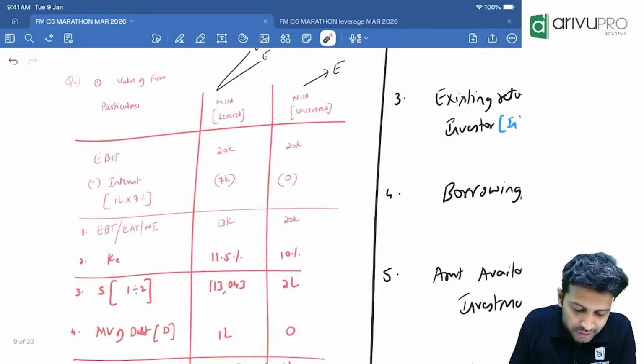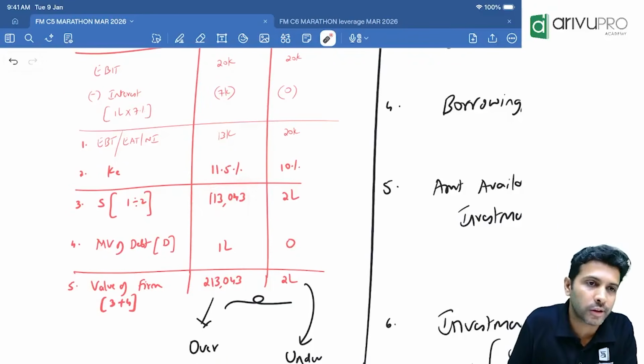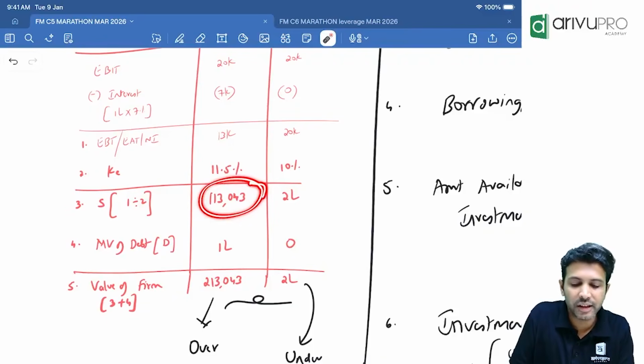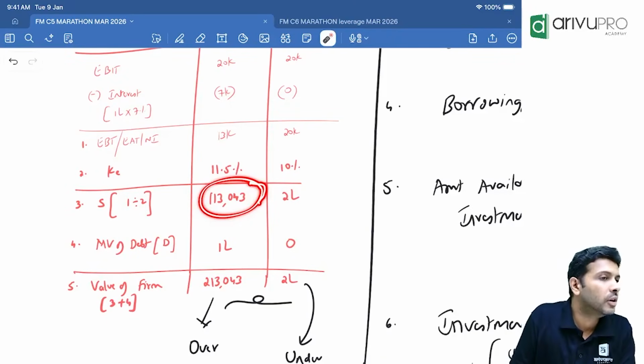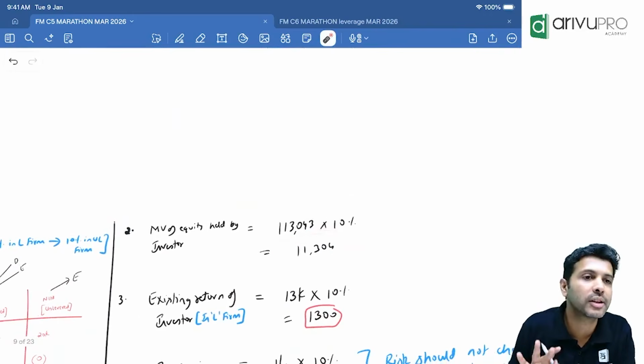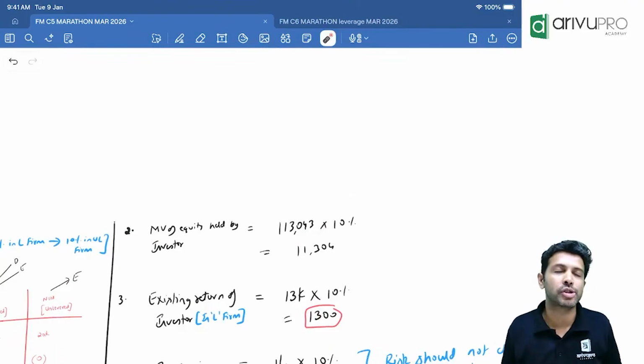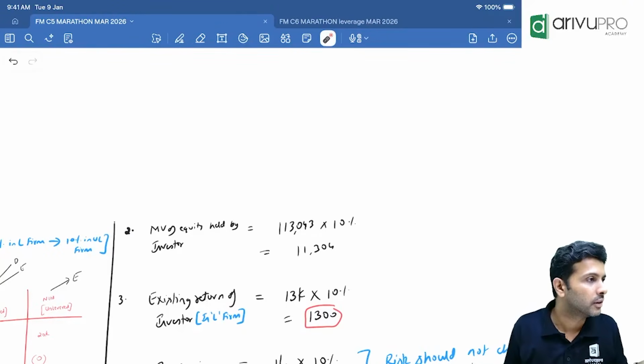What is the market value of the levered firm's shares? 1,13,043. This is for 100%. Will the investor own 100% or 10%? So by selling the shares, how much money will the investor recover? 10%, 11,304. And since it's the surplus cash approach, should the return change? Same return.